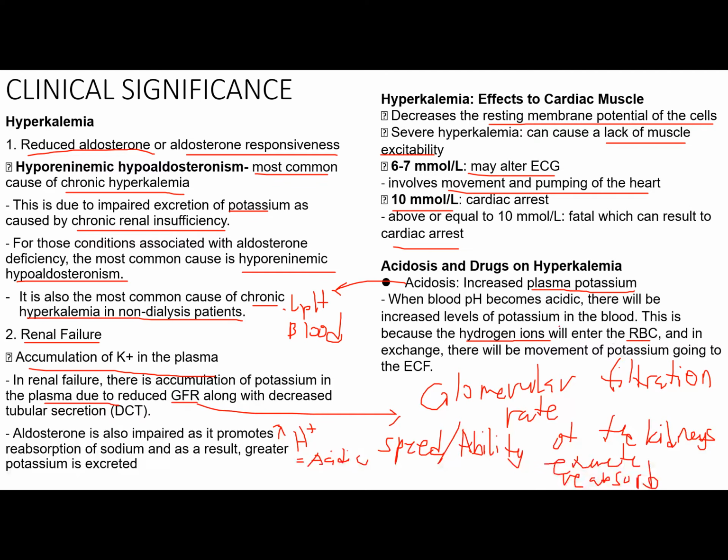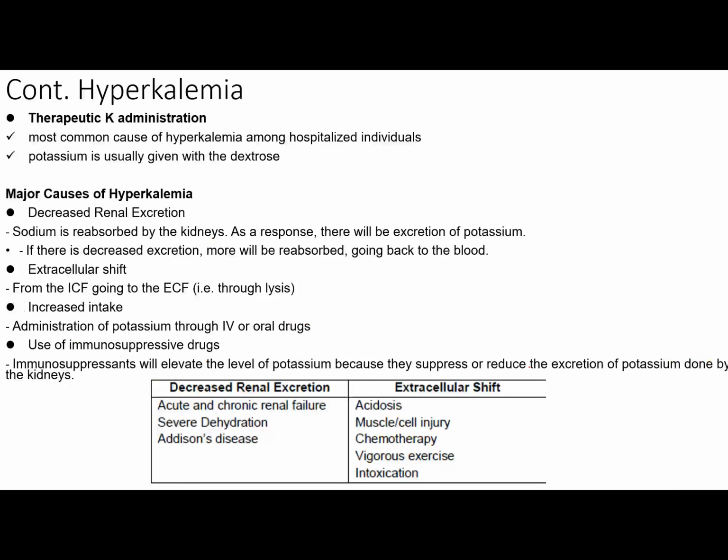So what happens in acidosis is the hydrogen ions enter the RBC. And because of that, there would be movement of potassium going to the ECF. So the potassium will now come out of the cells going to the plasma, leading to hyperkalemia. Then we have therapeutic potassium administration. This is the most common cause of hyperkalemia among hospitalized individuals.